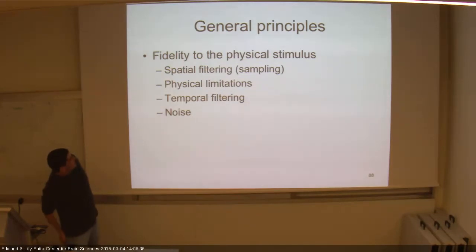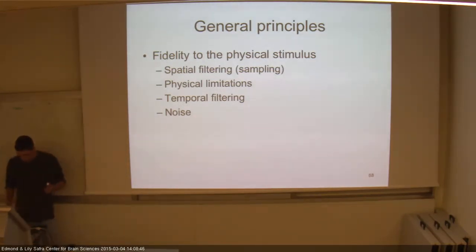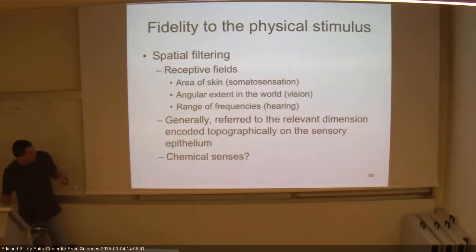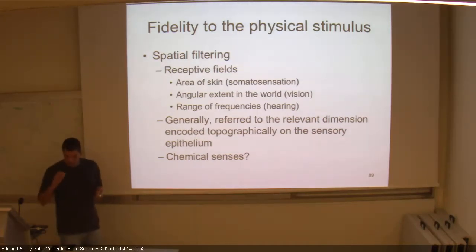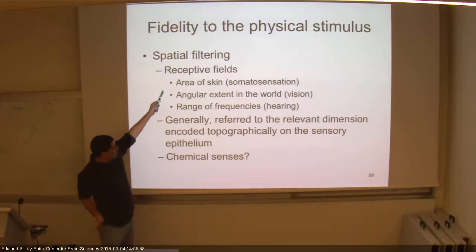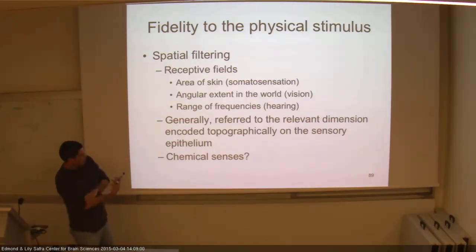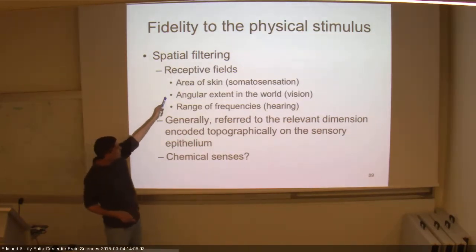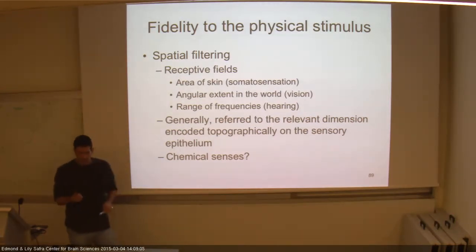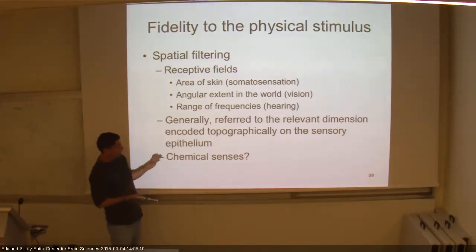Where are we? Fidelity to the physical stimulus. There are different kinds of limitations that the neurons have to deal with. Like I told you, they are spatial and temporal filters. When we say spatial filtering, we talk about sampling, and we talked about receptive fields. The more common thing is to know how much of the skin this neuron is covering, how many receptors we have on a patch of skin.